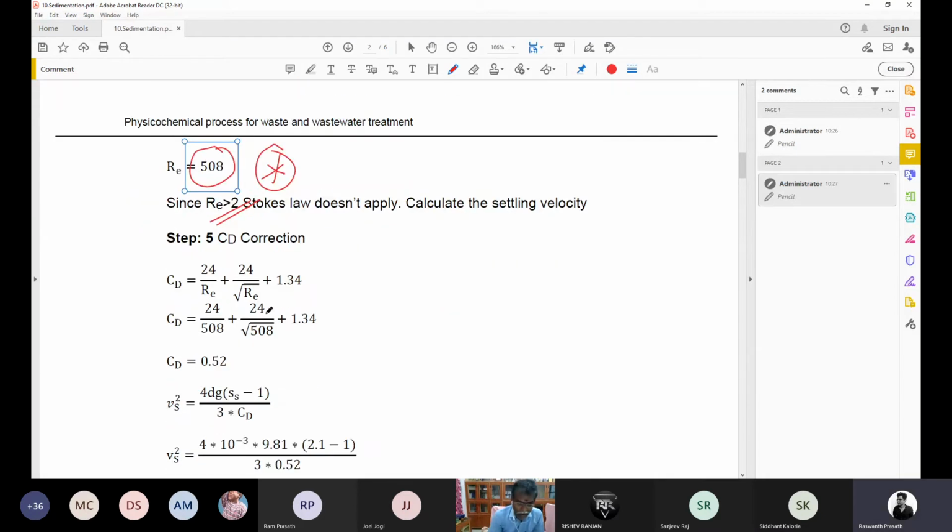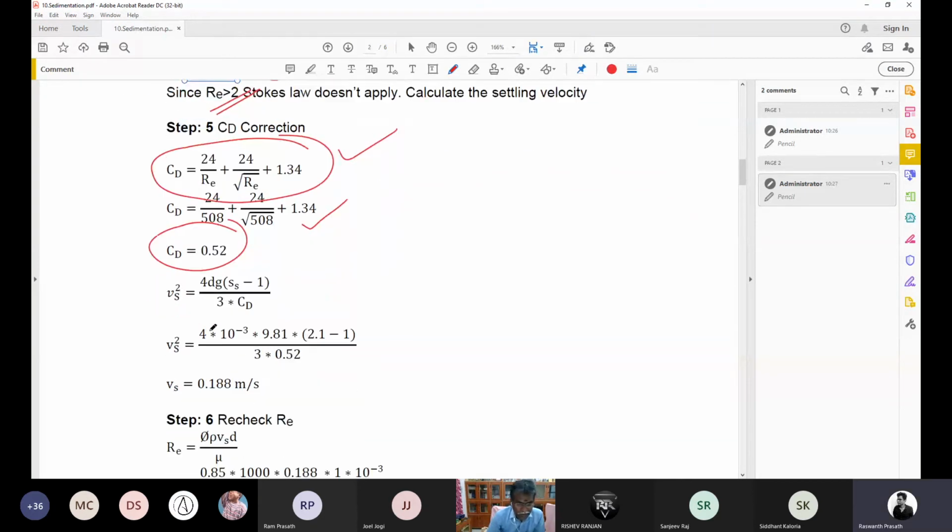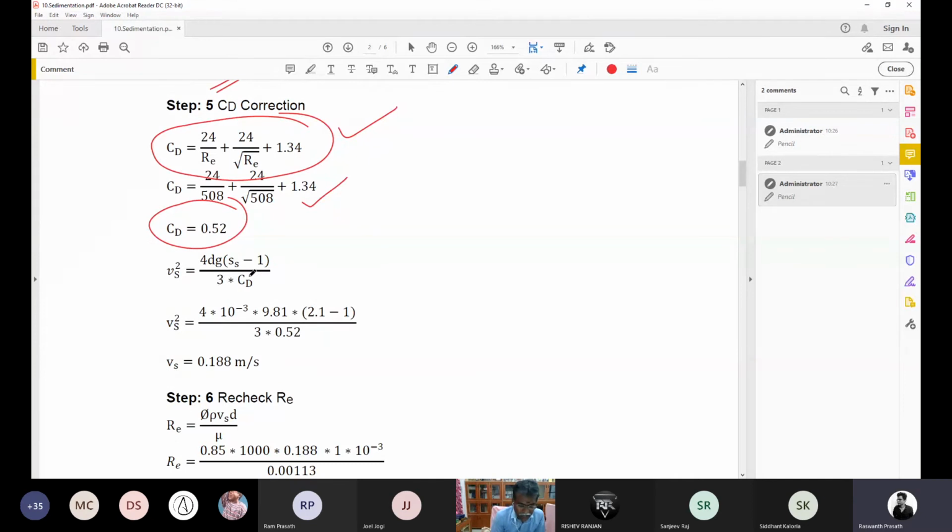Okay. Now, what is the CD correction? If it is more than 2 up to 1000, we have seen this equation: CD is equal to 24 by Re plus 25 by root of Re plus 1.34. This also we have discussed. Substitute in this equation to find out the CD value. Is it okay? With this CD value, and this equation also we have seen, if you remember correctly, before the substitution of CD in terms of Re with Vd by nu, this equation we have solved. Now you substitute this 0.52 here and find out the settling velocity. Is it fine?